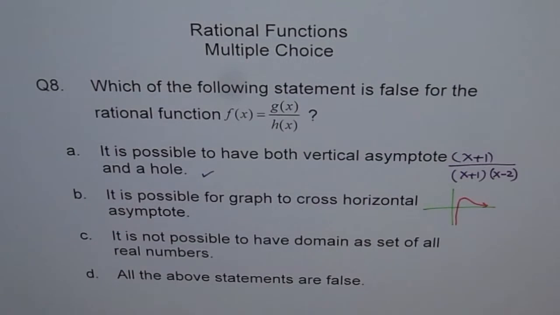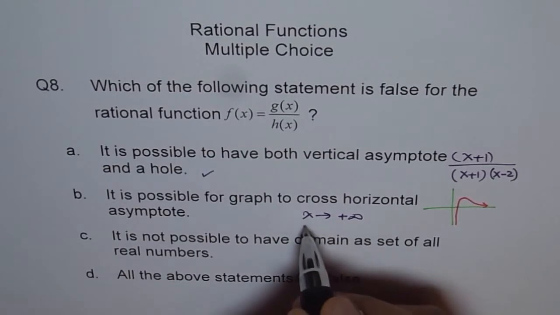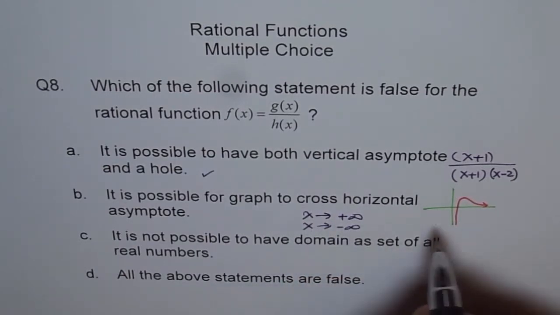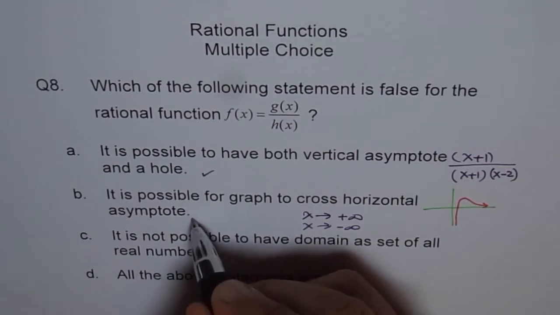Why can you do so? A horizontal asymptote does not restrict your domain, correct? Domain is restricted by a vertical asymptote, not a horizontal one. So you cannot cross a vertical asymptote, but you can always cross a horizontal asymptote. Another thing to remember is that a horizontal asymptote is only defined when x approaches either plus infinity or minus infinity, not in between. Then the function is approaching a value which is the horizontal asymptote. So it is always possible, there are many examples, for a graph to cross a horizontal asymptote. So this statement is also correct.